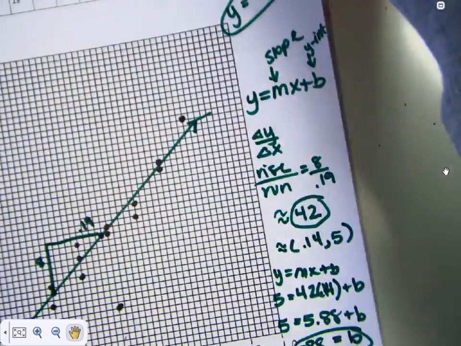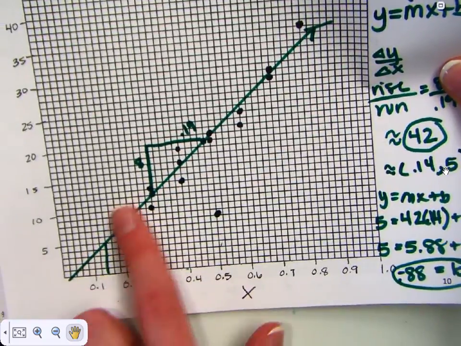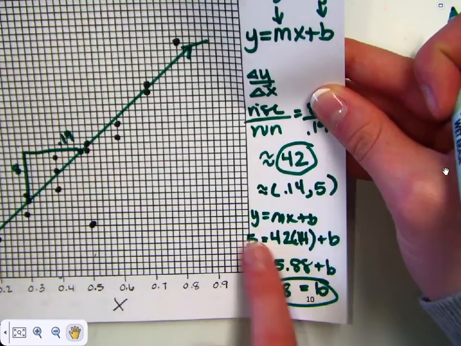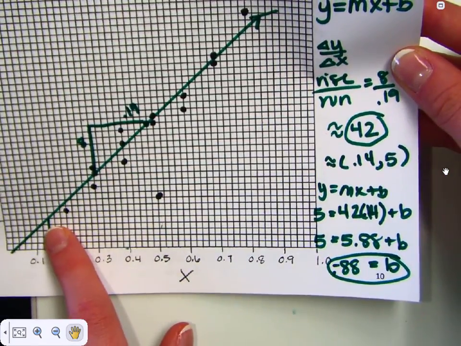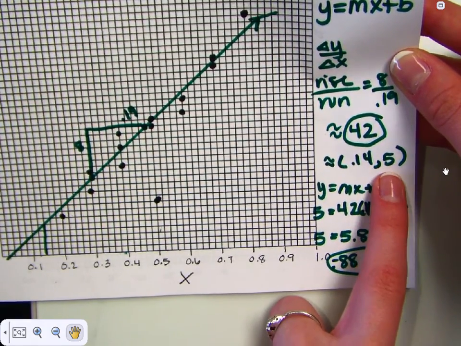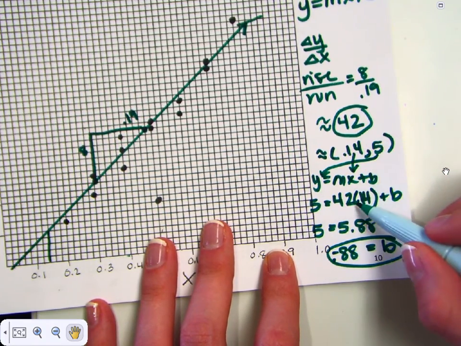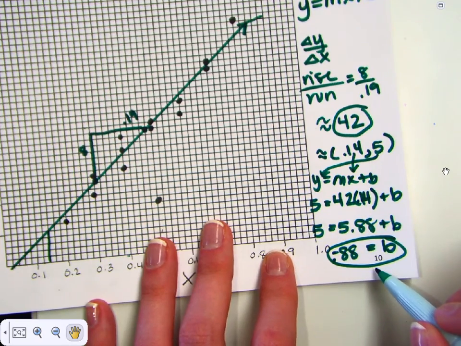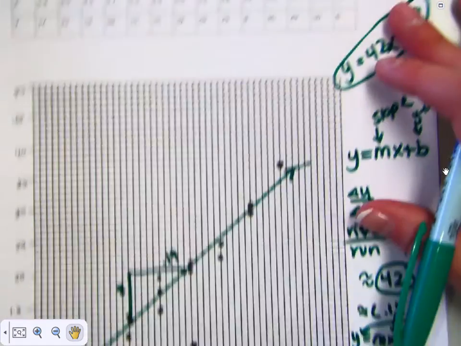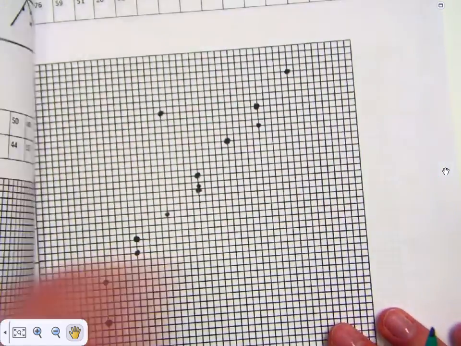I first found my slope by using the triangle method, rise over run. Then since my line of best fit didn't cross the y-axis on my graph, I had to calculate it using algebra. I picked a point, about 0.14, and plugged this in for y and this in for x. I used my slope for m, and then I calculated that b would be negative 0.88. Then I used this b and my slope, and that gave me my line of best fit. That is how you do line of best fit.